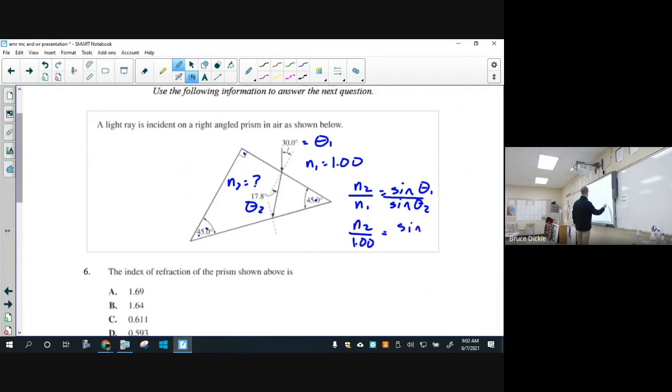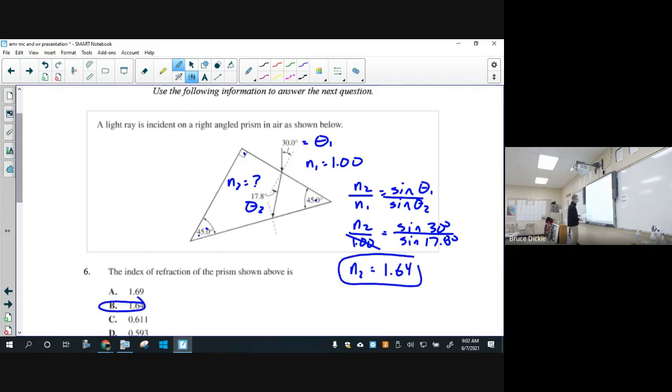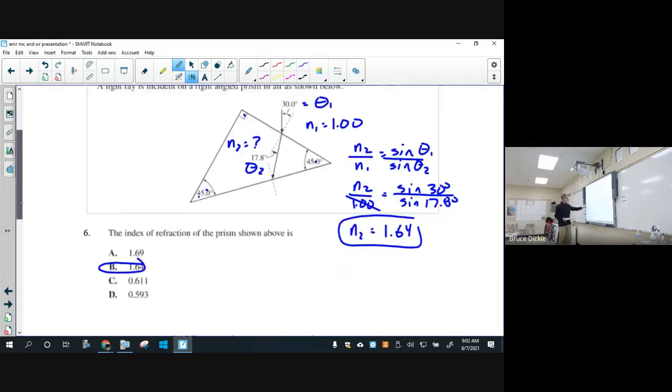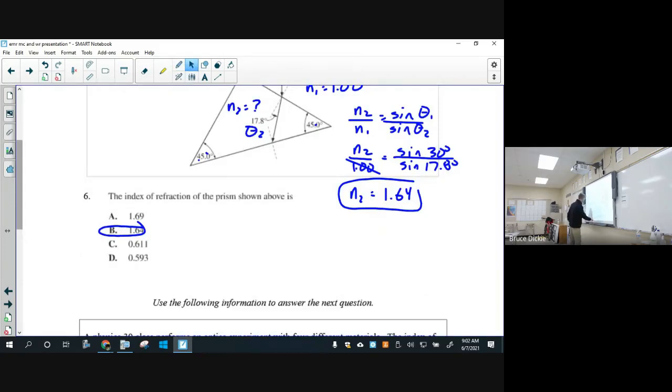It is equal to sine theta 1, which is sine 30 degrees, over sine 17.8 degrees. So N2 is equal to sine 30 over sine 17.8. When we do the math there, it works out to be 1.64. That seems like a reasonable number, right? Glass was 1.5, I think. This is 1.64.